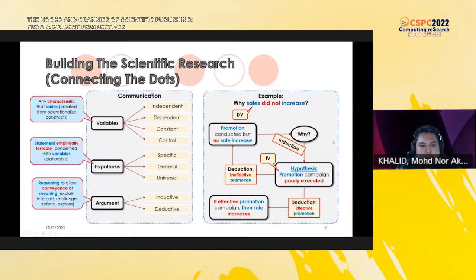So it's important here to connect the dots. That's why I put the title connecting the dots, meaning that whenever you have your variable, how your variable interacts in the hypothesis and how this hypothesis interacts with your argument, you have to connect all of this properly. It's like when you're talking to someone, right? If you're just talking only your point and you don't give any introduction, you don't connect your sentences and so on, people don't understand what you're trying to say, right?